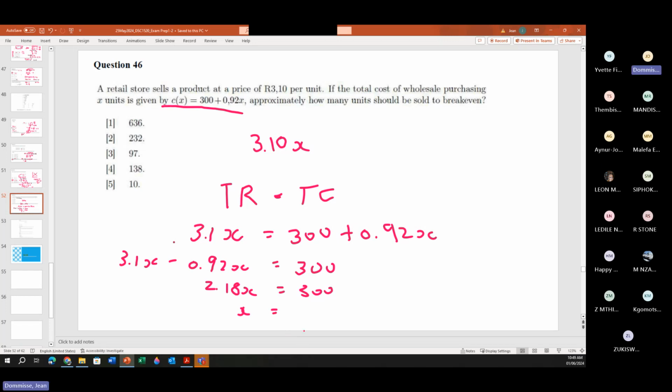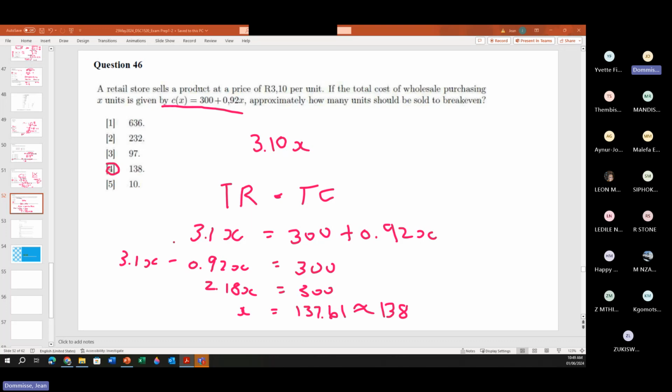And that gives us 137.61. So if we round it off, it will be 138, which is option 4. Okay, so this one was a bit different.